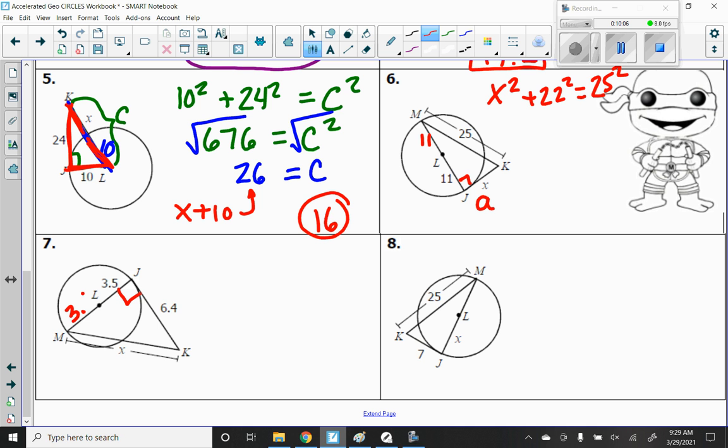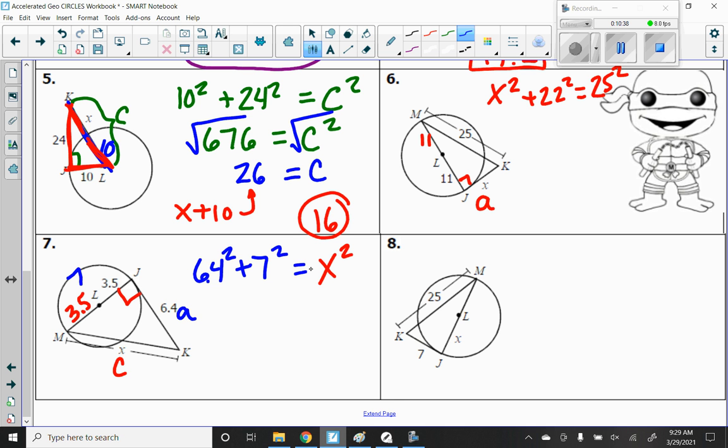Make sure you double that to make it 3.5. This is the C, so I'm going to put x squared on the right. Now, usually I like to make the smallest side A. So this is 6.4, but this B here, this is 7. 3.5 plus 3.5, the diameter is 7 there. So I'm going to say 6.4 squared plus 7 squared equals x squared.